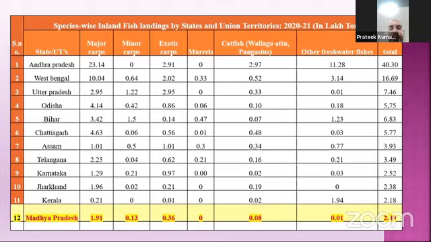Instead, we can see here, since we belong to Madhya Pradesh, the major carp production in lakh tons. Madhya Pradesh has 1.91 lakh tons from major carps. Minor carp production is also here, 0.13 lakh tons. And some other data and important statements you can also see in the slides after this presentation. Next, please, ma'am.